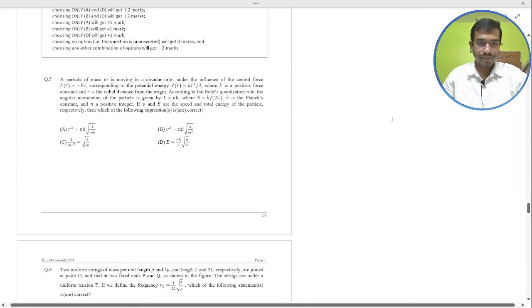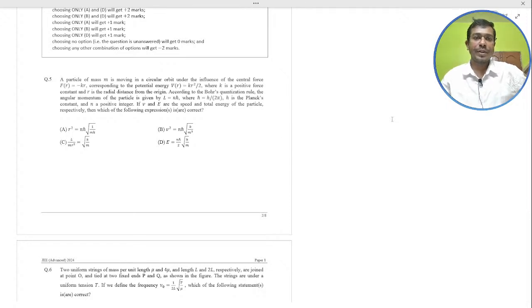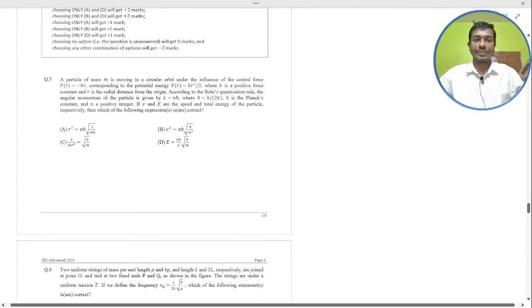Very important question. A particle of mass m is moving in a circular orbit under the influence of the central force F(r) = -kr, corresponding to the potential energy V(r) = kr²/2, where k is a positive constant and r is the radial distance from the origin.